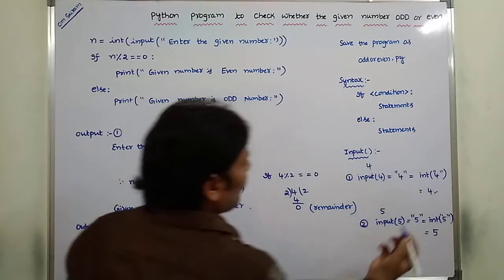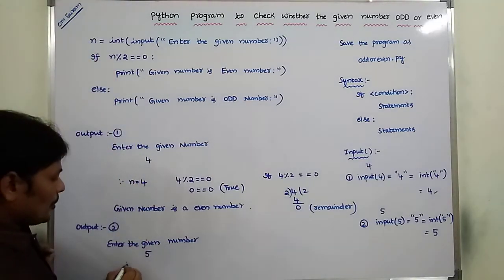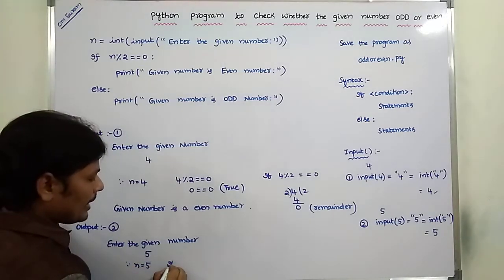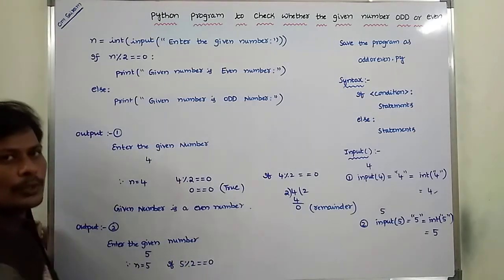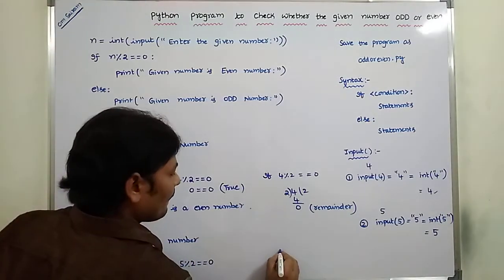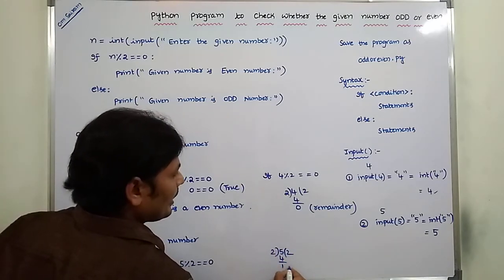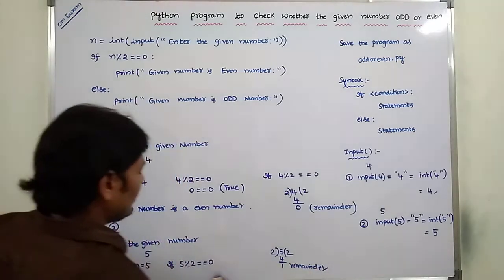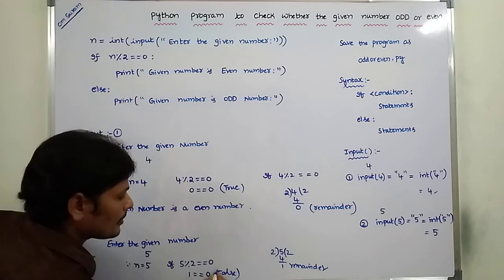Okay, so now n is equal to 5. So now if we check 5 modulus operator 2 is equal to 0. That means 5 is divided by 2. 2 fours are 8... 2 twos are 4, 1 remainder. So what is the remainder value it returns? That is 1. So that means 1 is equal to 0, so that is false.